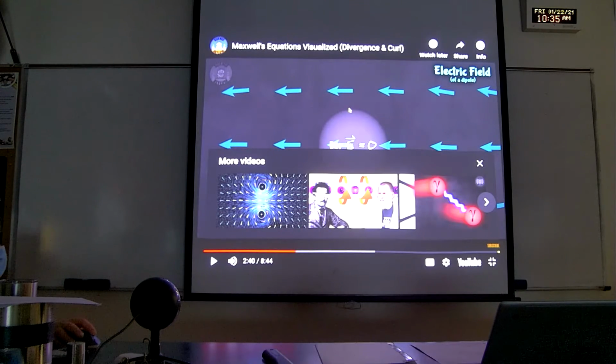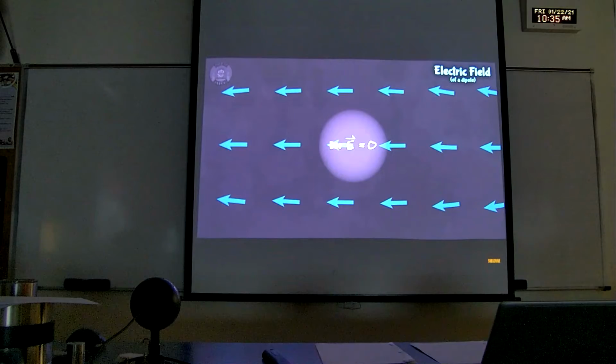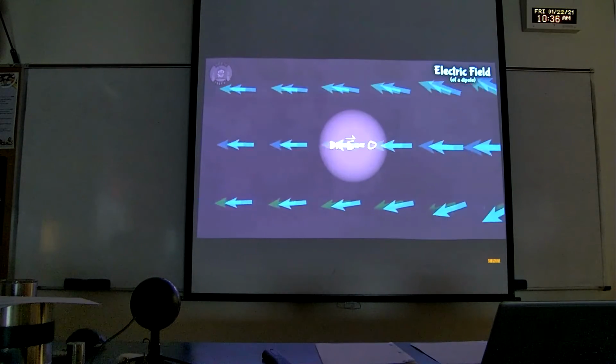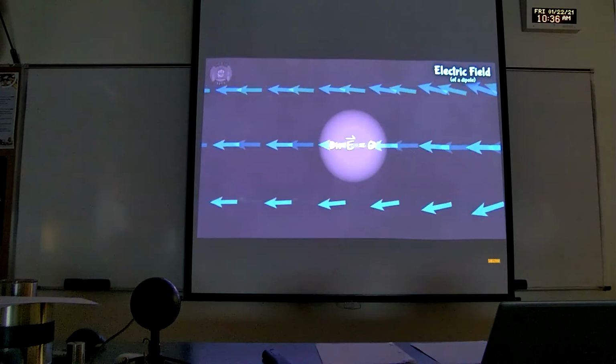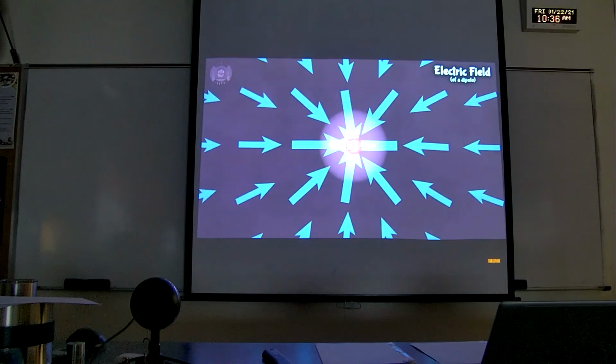The ones that we'll use. Gauss's law tells us there's no charge at that point. If the field points more out of that sphere than in, the divergence is a positive number. Gauss's law tells us there's positive charge at that point. If the field points more into the sphere than out, the divergence is a negative number. Gauss's law tells us there's negative charge at that point.